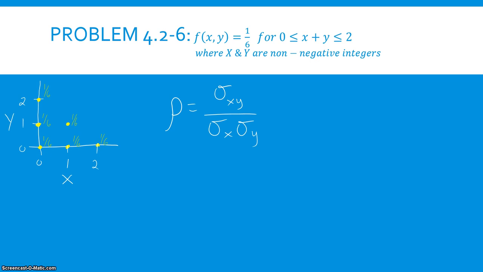Coming back to my example, my correlation, rho, is going to be my covariance divided by my standard deviation of x times my standard deviation of y. And this gives me a correlation of -0.5.